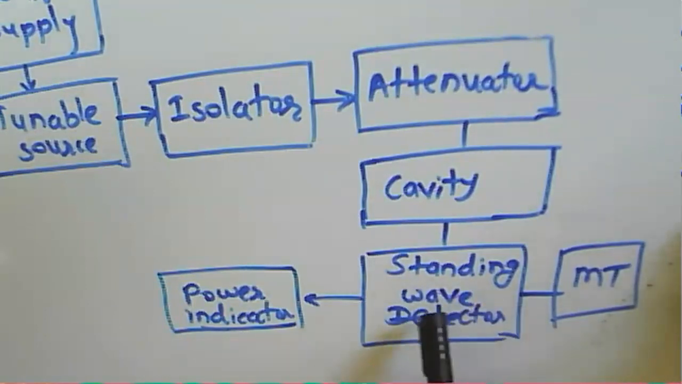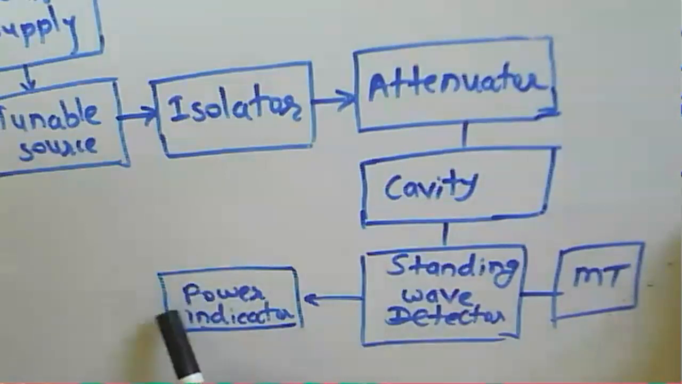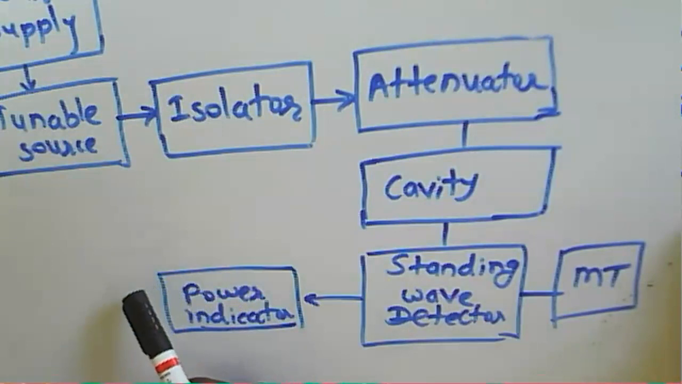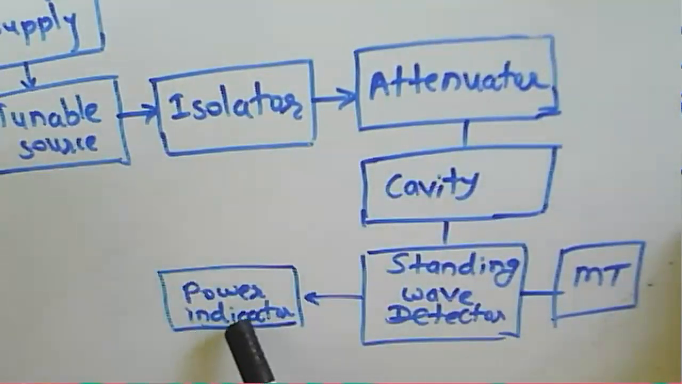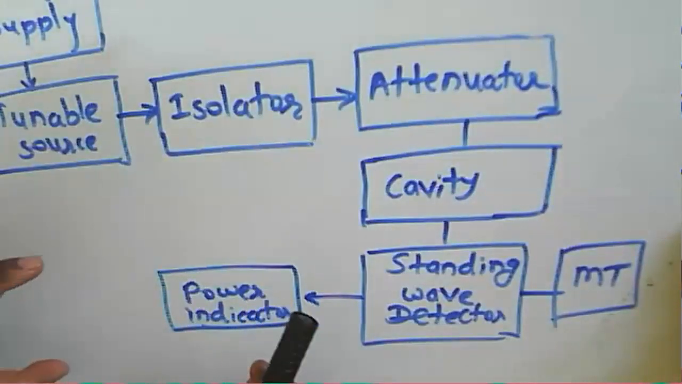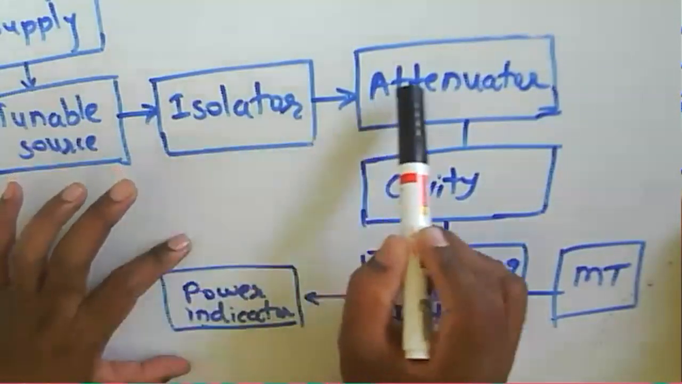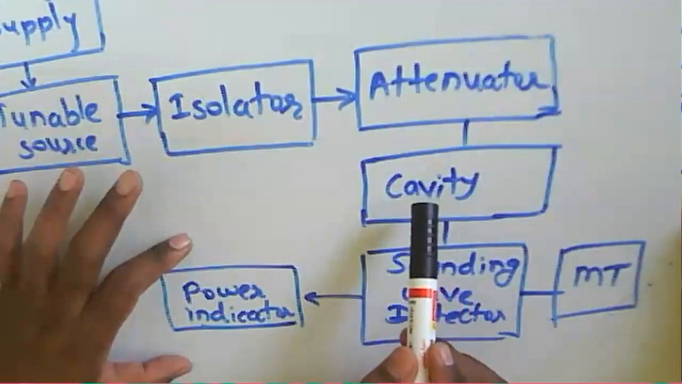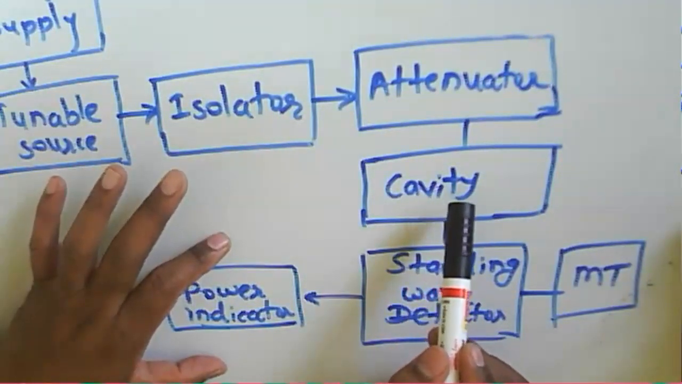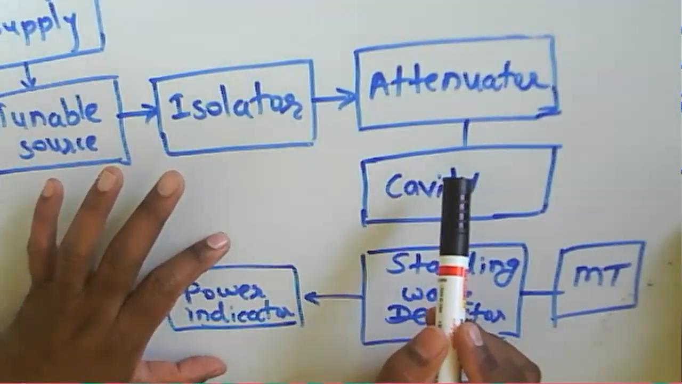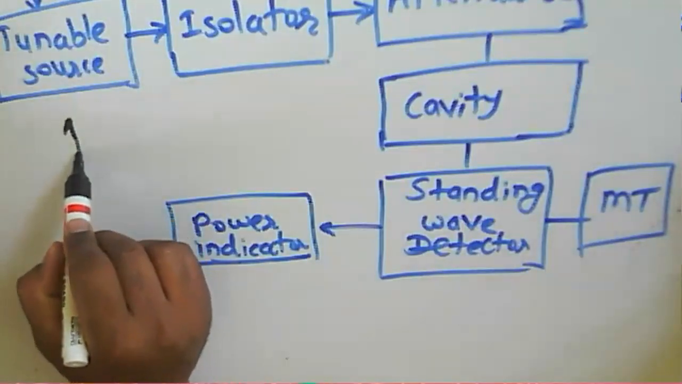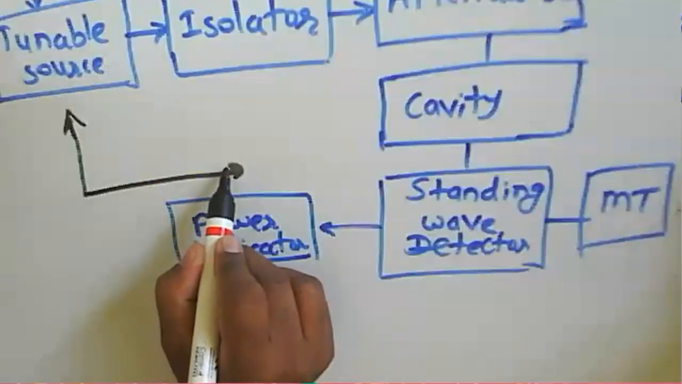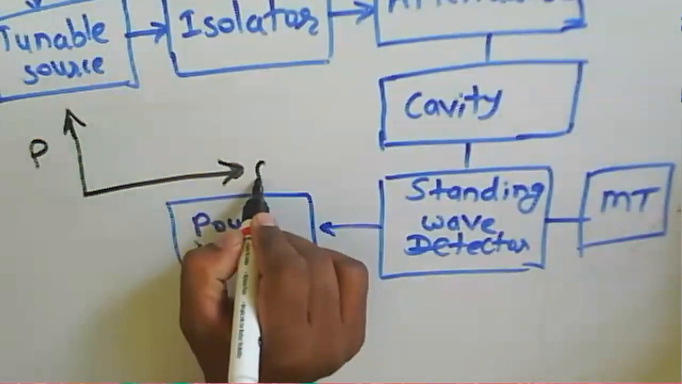It has a slot, and here we insert a probe. The output of the standing wave detector is given to a power indicator, or power meter. The power that is transmitted through the cavity is measured using the power meter. We need to find out how much RF signal is propagating through the device. So we measure the power at different frequencies, and then we draw a graph of power with respect to frequency.